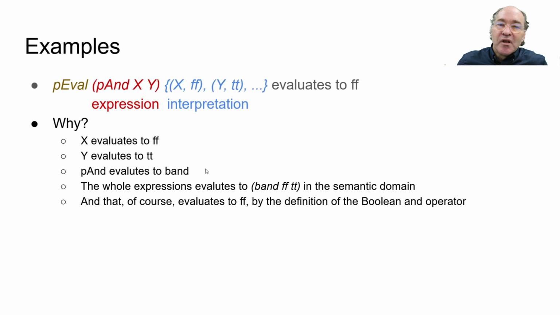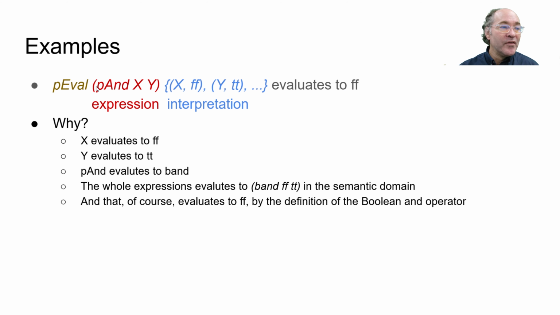So here's a simple example of an application of the p-eval function to evaluate a particular propositional expression under a given interpretation. On line 1, we're applying the p-eval function, which in essence should give us an interpretation for every expression in the language. We're applying p-eval to an expression in red, p and x y, under a given interpretation where the variable x is interpreted as meaning false and the variable y is interpreted as meaning true. If we define p-eval correctly, this expression will evaluate to false. So why is that?